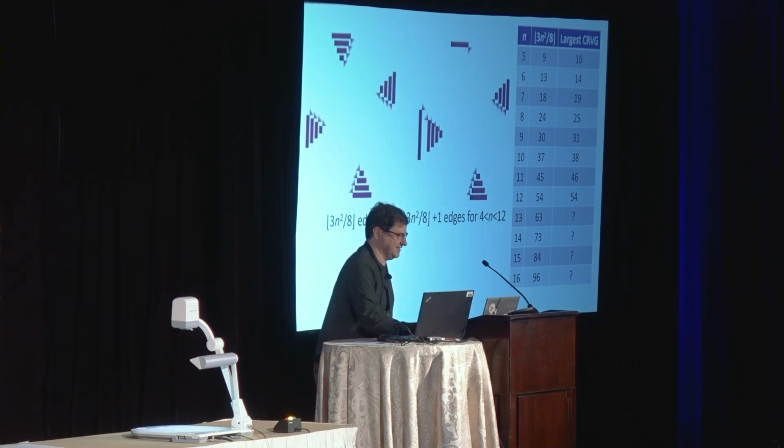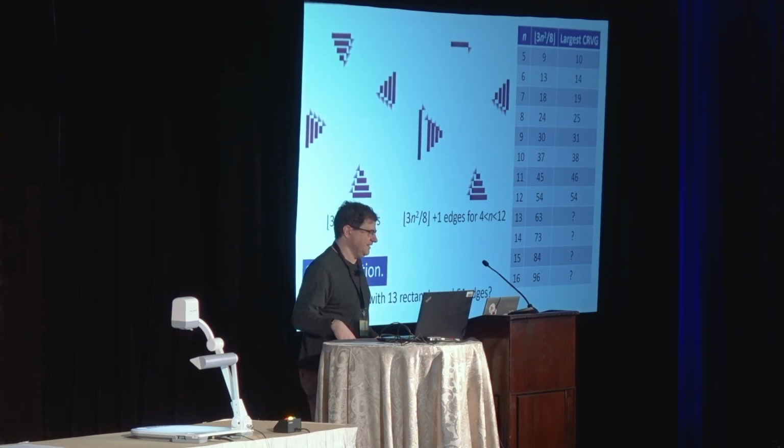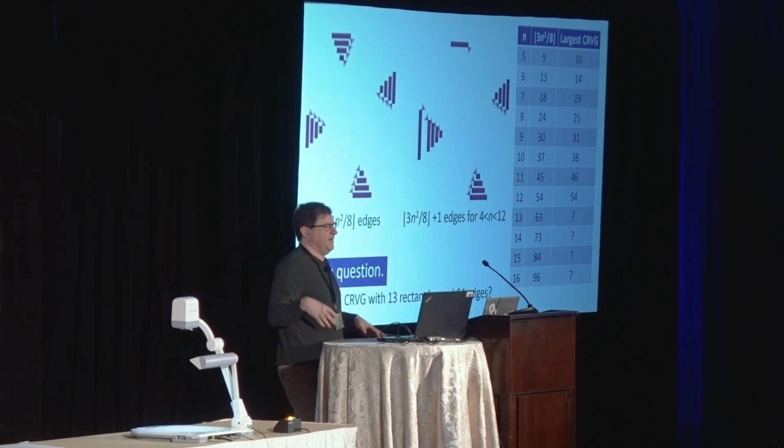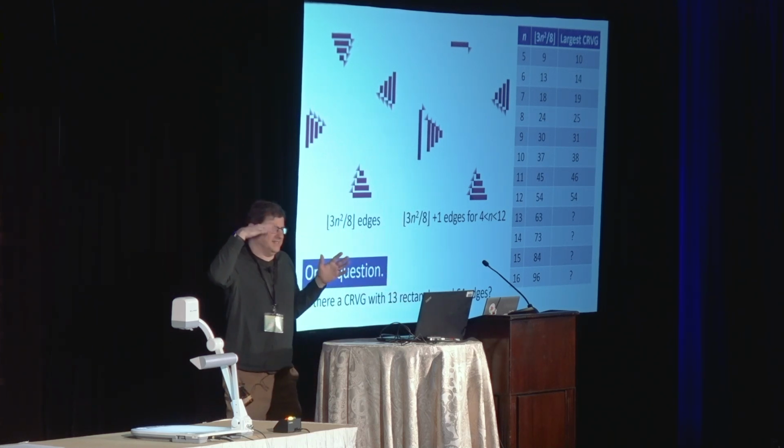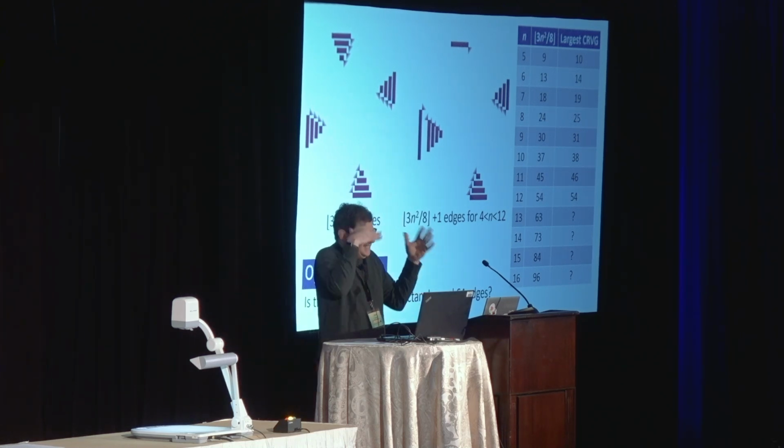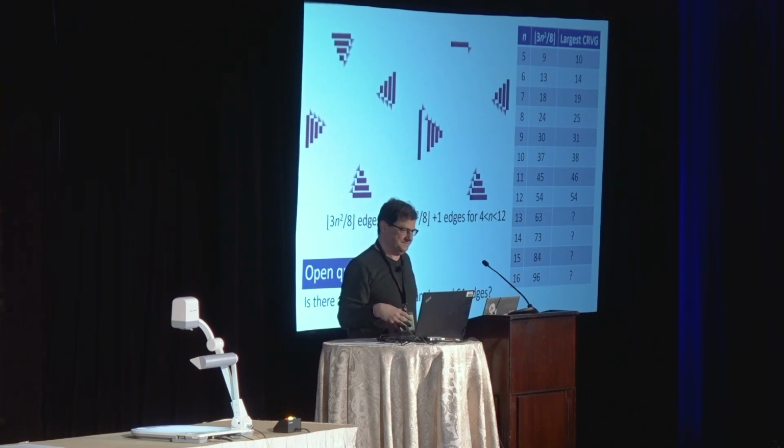So this is the next question, that question mark there. With 13 rectangles, is it possible to arrange them to look in different directions to get 64 sights, or is 63 the most?